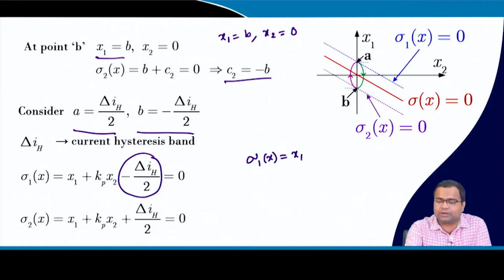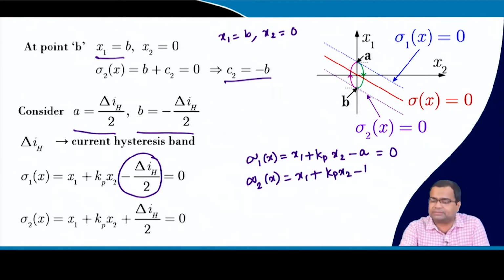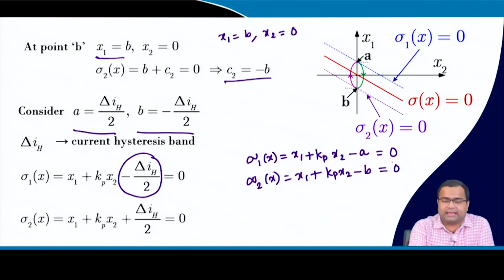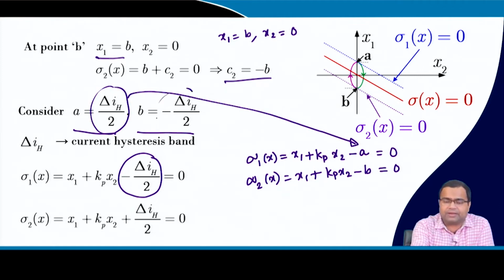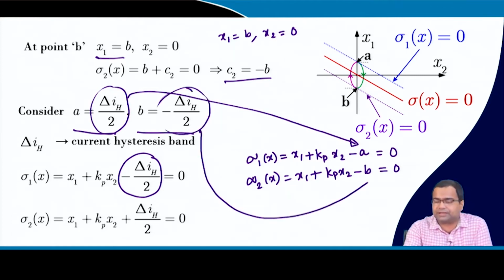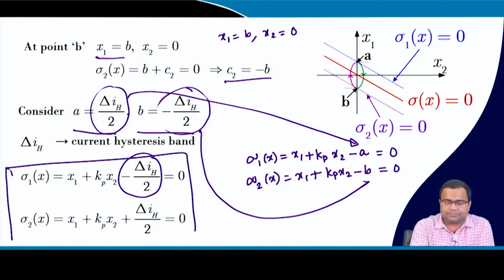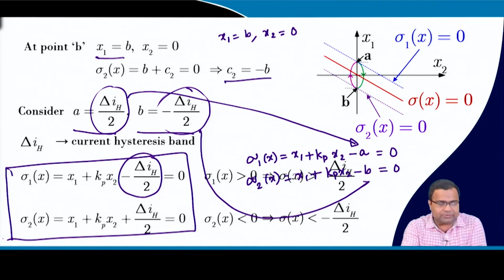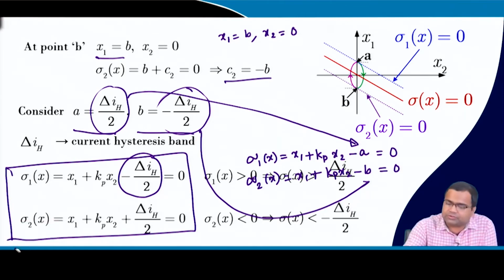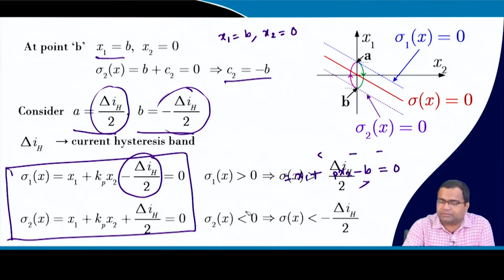It was equal to x1 plus Kp x2 minus A, and that is equal to 0, and we found sigma 2x is equal to x1 plus Kp x2, and you can see it is minus B equal to 0. Since we are taking A equal to delta h by 2, we are substituting here, and B equal to minus delta h by 2 is substituted here. So, we will end up with these two equations. And then what will be our switching logic?